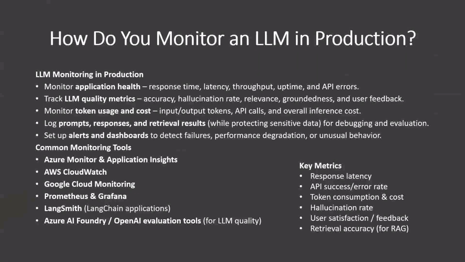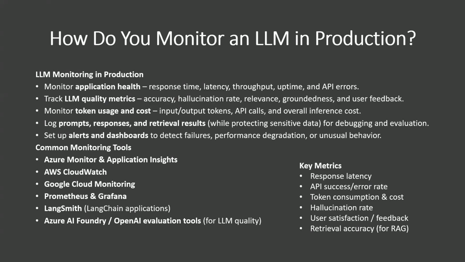How do you monitor an LLM in production? LLM monitoring in production is possible by monitoring the application health and tracking the LLM quality metrics: accuracy, hallucination rate, relevance, robustness, and user feedback. We also monitor token usage and cost.